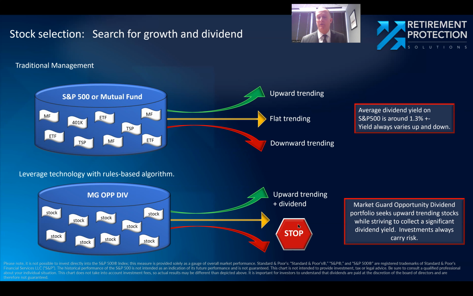Now, we'll do the same process with the growth portfolio because there's two. Somebody might be 3, 5, 8, 10 years away from retirement. They don't care about dividends, so they just want growth.